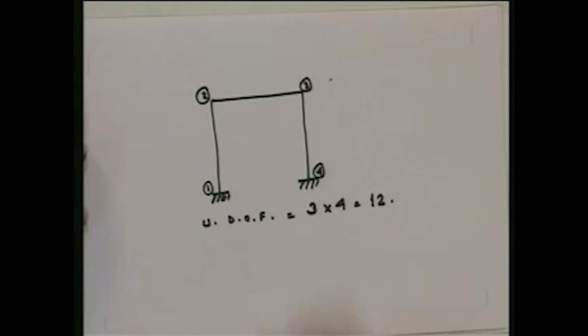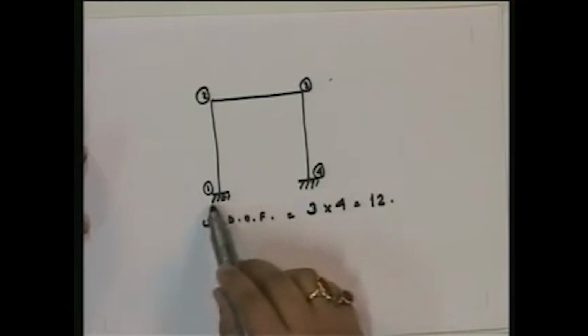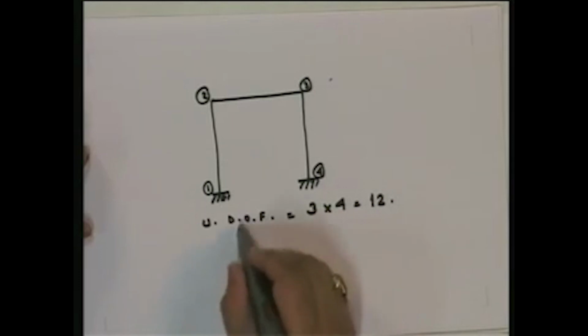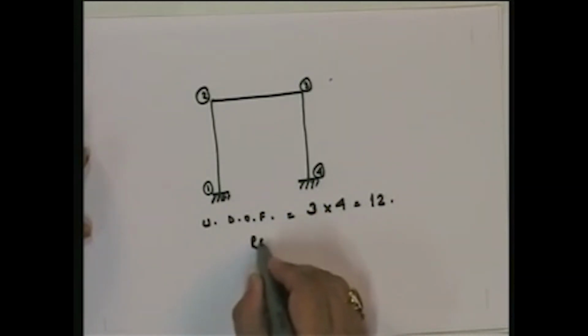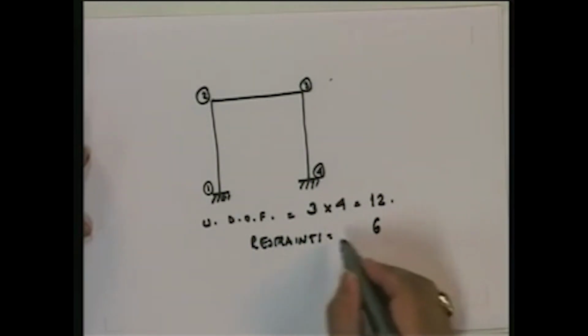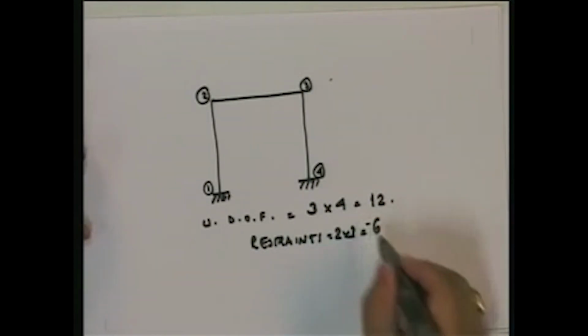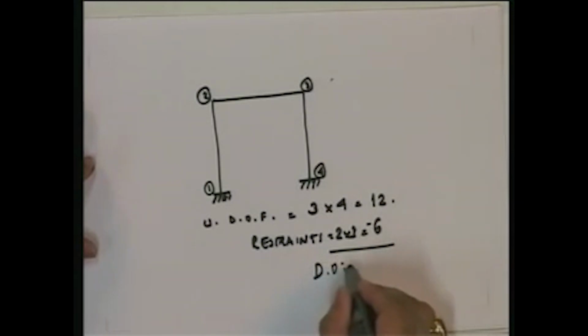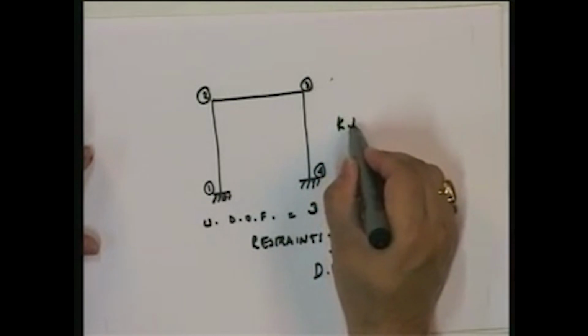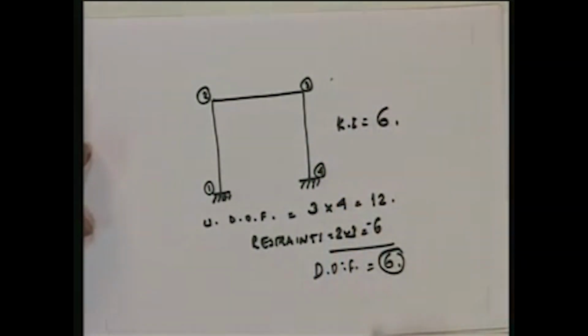Now we need to find out what are the restraints in the structure. How many supports? 2 supports. What are those 2 supports? One here, one here. What are they? Fixed supports. How many restraints does a fixed support give? 3. So how many fixed supports? 2. So what are the restraints? 6. 2 into 3. 2 fixed supports with 3 restraints each. So how many degrees of freedom? 6. Kinematic indeterminacy, remember, is the same as degrees of freedom, 6.